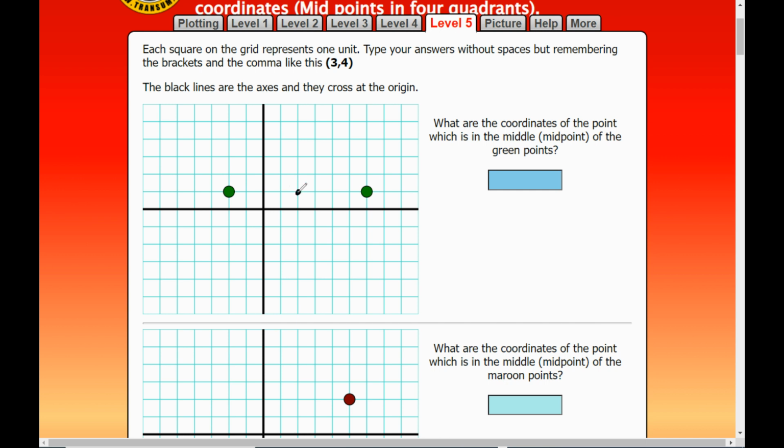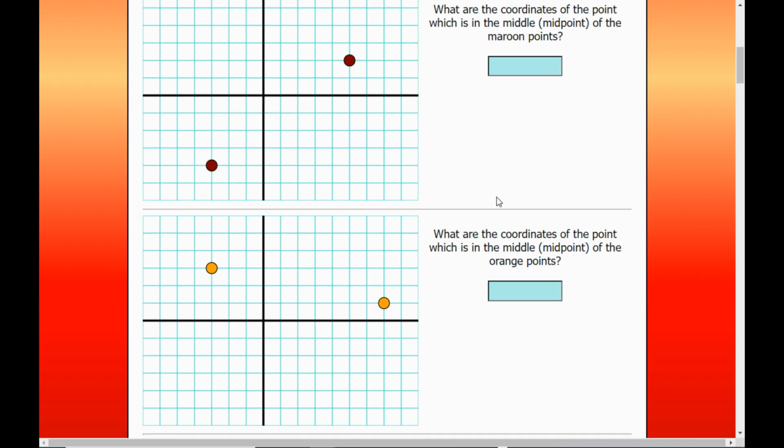So remember, the middle is over here. It's going to be 2 blocks to the right and 1 block up. X is equal to 2 and y is equal to 1. So 2, 1 will be the midpoint. Because I went 2 to the right and 1 up to get to the midpoint. Let's try another one like this one.